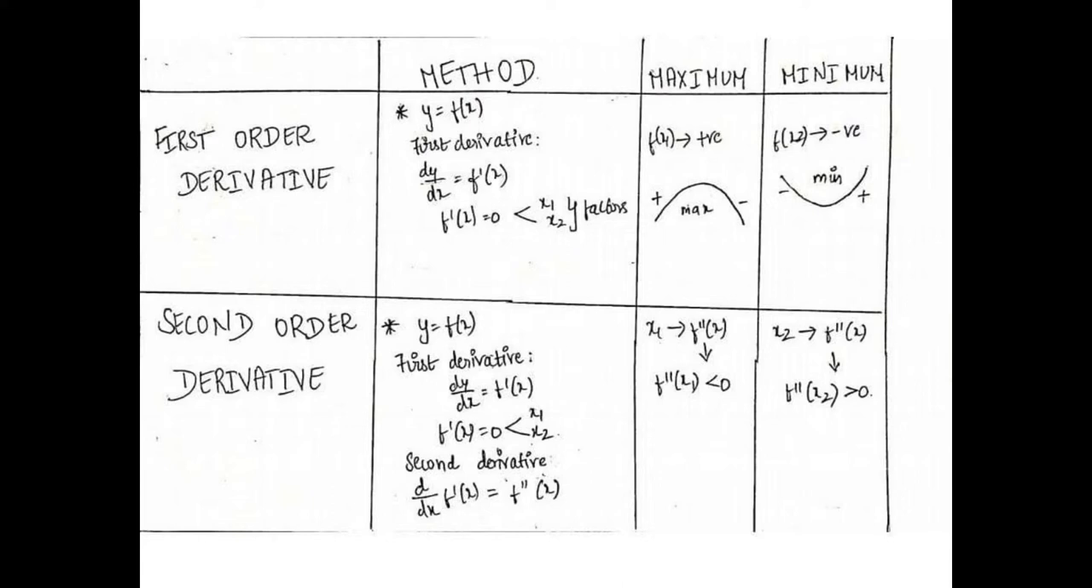Second order derivative method: y is equal to f of x. First derivative, dy by dx is equal to f dash of x. f dash of x is equal to 0. We will get two factors. Again, second derivative, d by dx of f dash of x is equal to f double dash of x. If f double dash of x is less than 0, then it is maximum. If f double dash of x is greater than 0, then it is minimum.